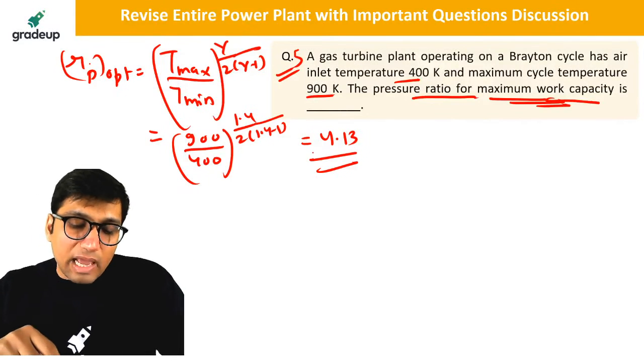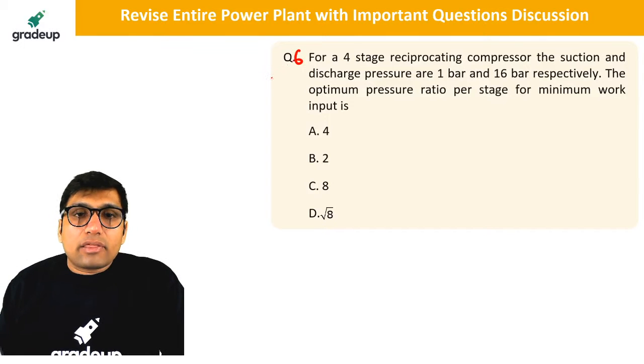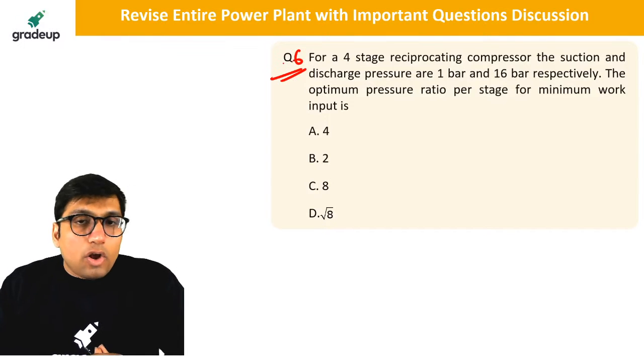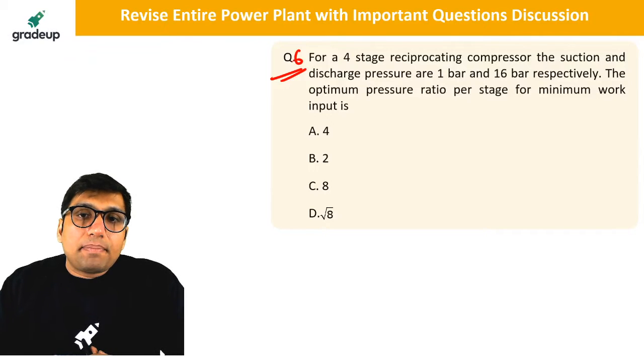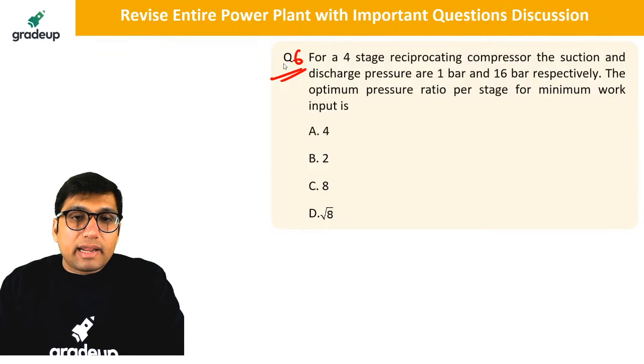So with this, I would like to conclude the session because I have got many questions left. But okay, let us take this as the last question, question number 6. For a 4-stage reciprocating compressor, the suction and discharge pressures are 1 bar and 16 bar. Find the optimum pressure ratio per stage for minimum work input. Tell me the answer for this question. Very good, the answer is correct. Let's take it as the last question.